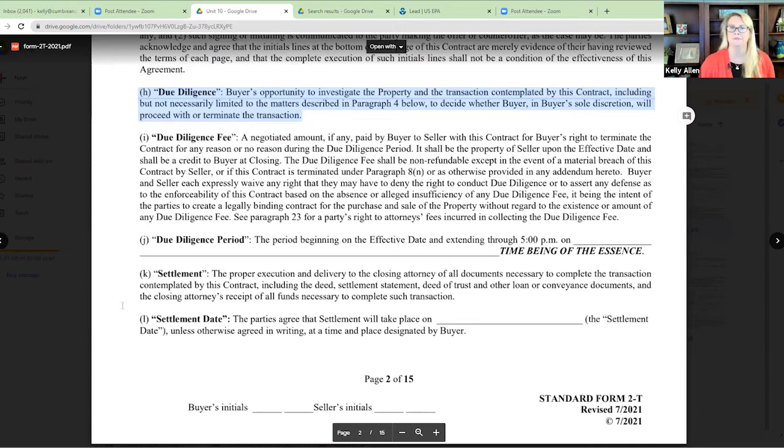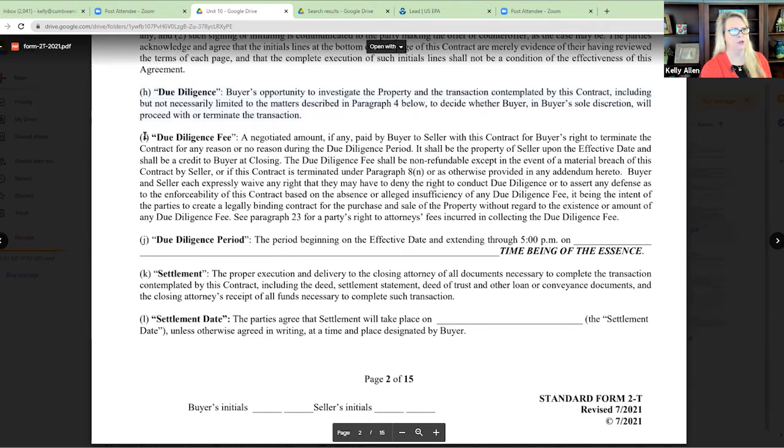Due diligence is defined as the following: the buyer's opportunity to investigate the property and the transaction contemplated by this contract, including but not necessarily limited to the matters described in paragraph 4 below. We're going to line out some of the things the buyer is going to want to inspect in order to make their decision. To decide whether buyer, in buyer's sole discretion, will proceed with or terminate the transaction.